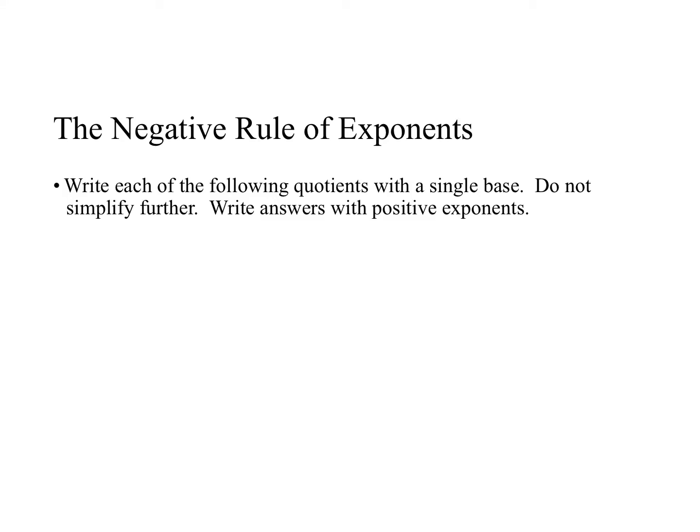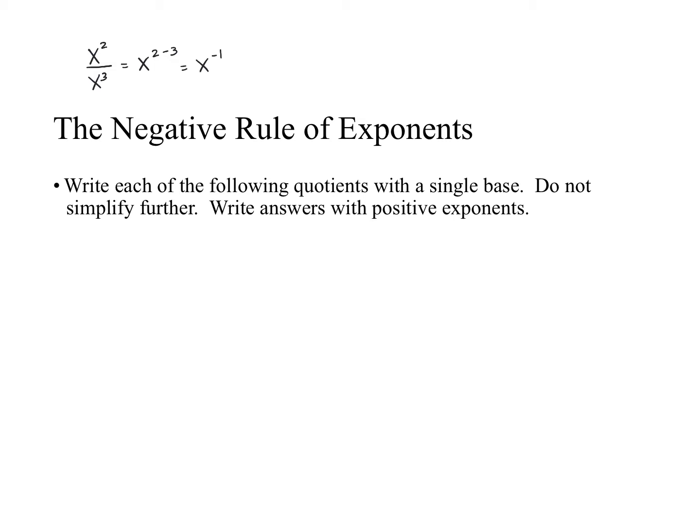Let's take a look at the negative rule of exponents. The negative rule of exponents comes into play when we are simplifying a quotient. So let's say, for example, you have x squared divided by x to the third power. Here we would use the quotient rule of exponents because we have exponential expressions of the same base x. The quotient rule says that I would subtract the exponents. So this would be x to the second power minus 3, which results in x to the negative 1.